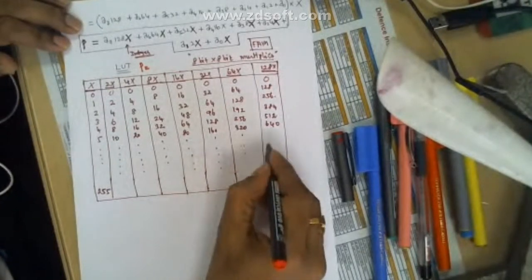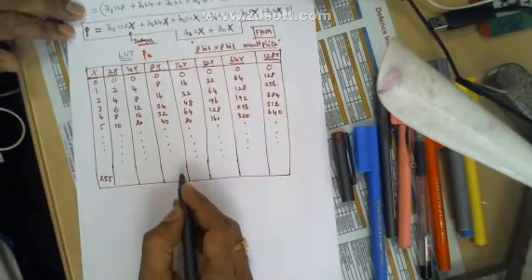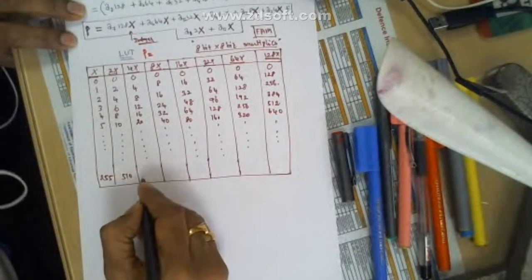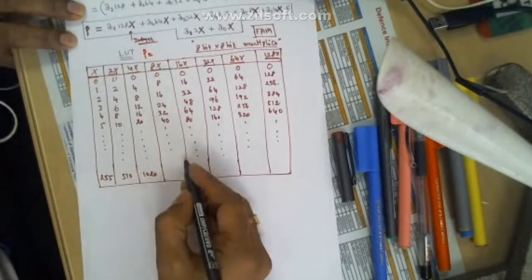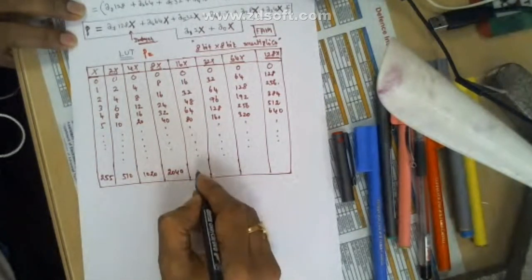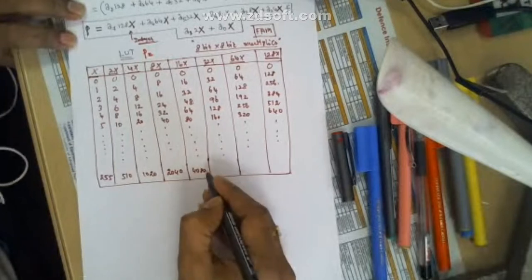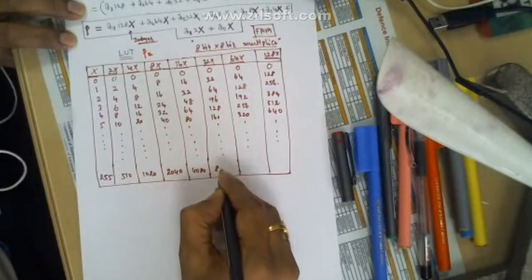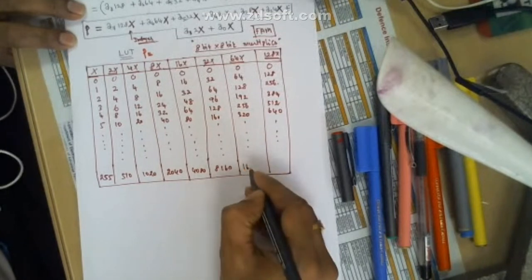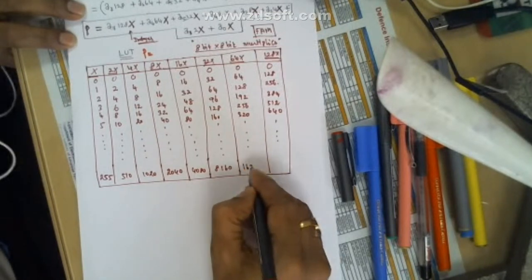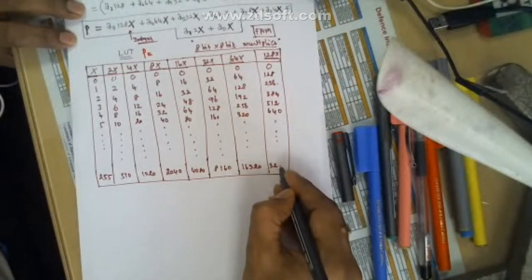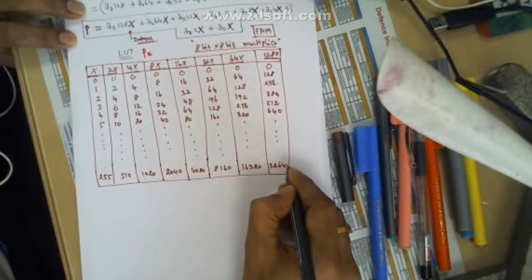And so on here. And finally for 255: 510, 1020, 2040, 4080, 8160, 16,320, 32,640.